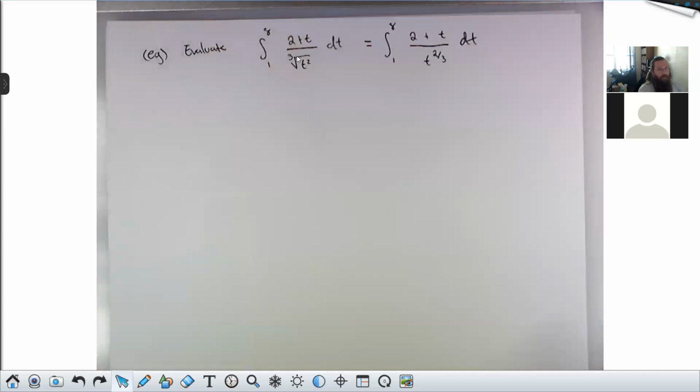So I would certainly begin like this. And then you could take either approach. You could bring this upstairs as t to the negative 2/3 and then distribute. And that would get you the same thing as if you take this as 2 over t to the 2/3 plus t over t to the 2/3. Same result.